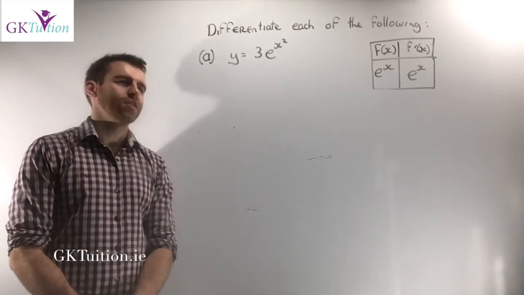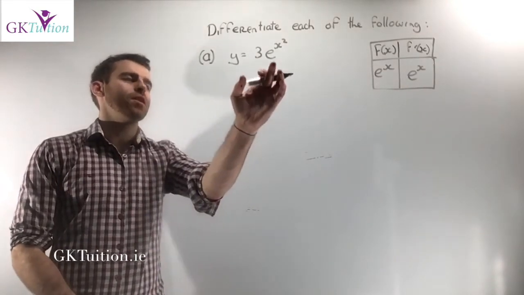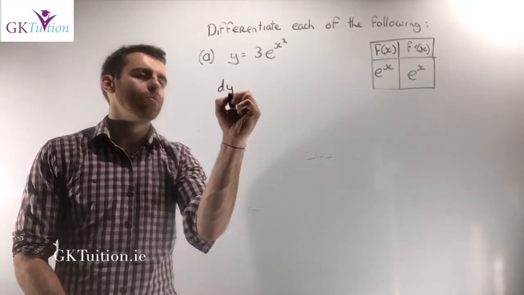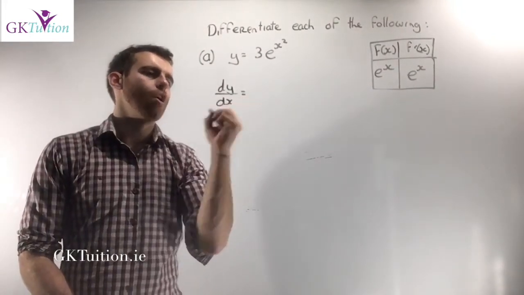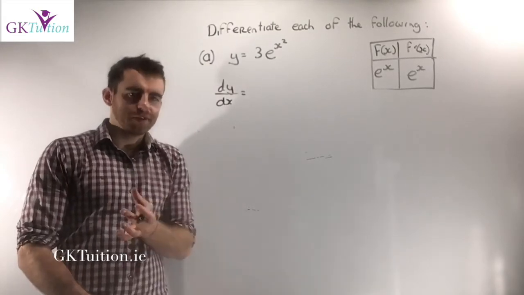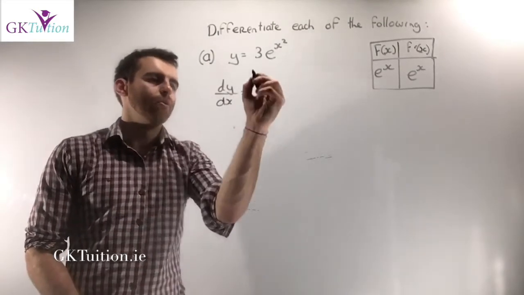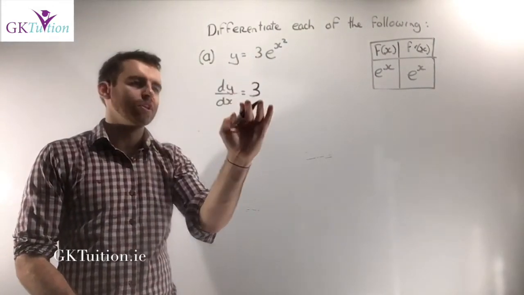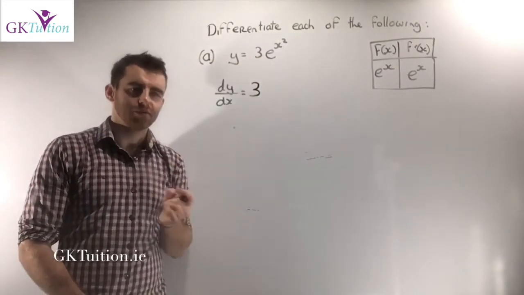Okay, the first one I asked you to do was to get the derivative of 3e to the x squared. First of all, the derivative of y is dy/dx. There's a coefficient in front of the exponential, and as always, the coefficient is basically irrelevant, but we have to take it down nonetheless. It's 3 in the original function, it's still 3 in the derivative.